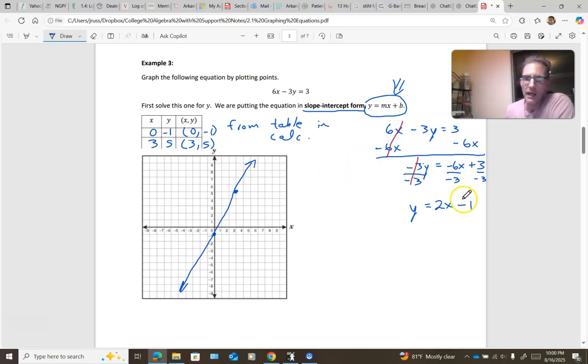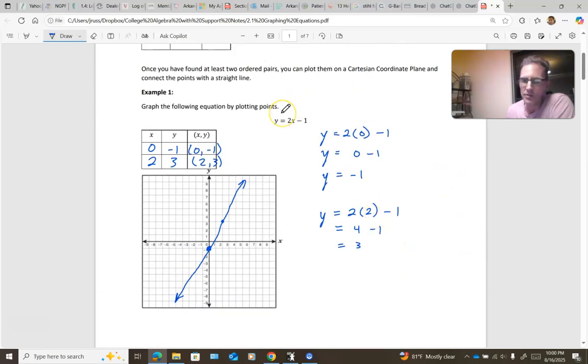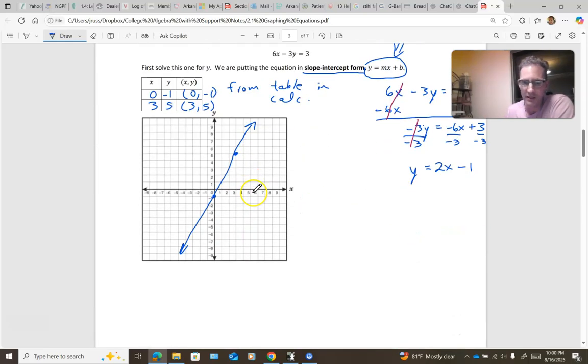Okay. Now, I don't know if you noticed or not, but once we solved this guy for y, it became the first example. So really, we redid the first example. Okay. But you'll notice I used a different second ordered pair, yet we got the same line.